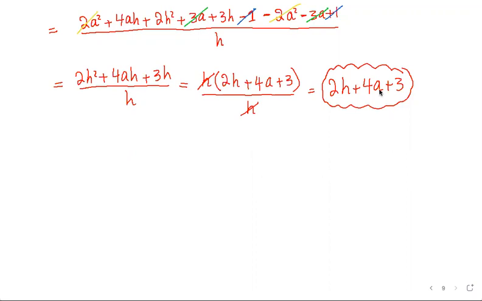Okay, so let's go over a new part in this section. It's called the domain of the function.